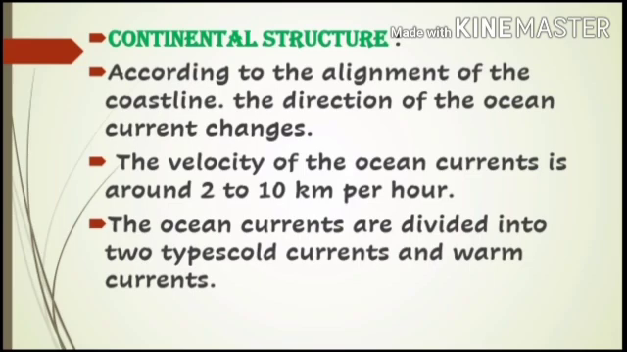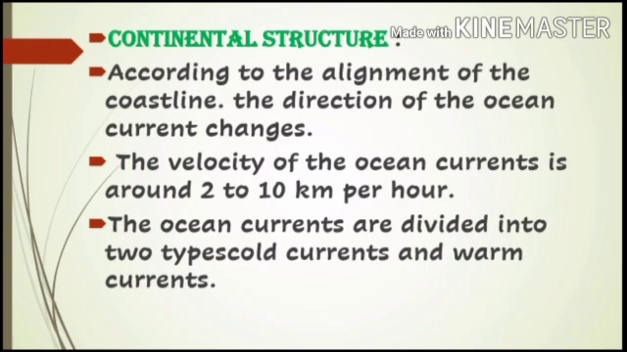One more reason for occurrence of ocean current is continental structure. Continental structure means the structure of land. We know that the land is not even at all the places under water also. According to the alignment of the coastline, the direction of the ocean current changes. Alignment means the border of the coast. According to that also the direction of ocean current changes.